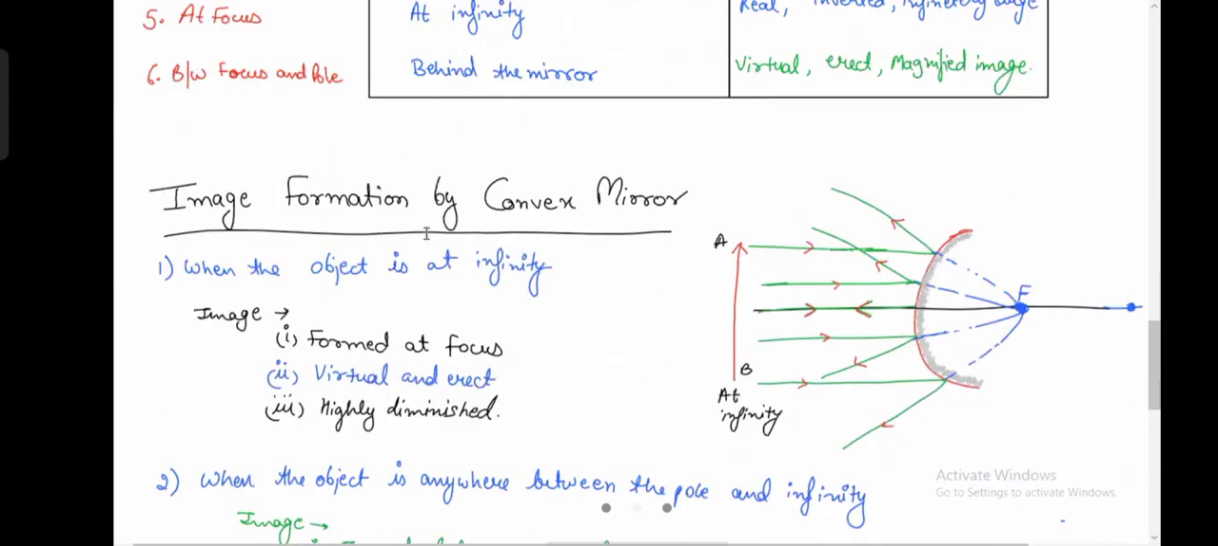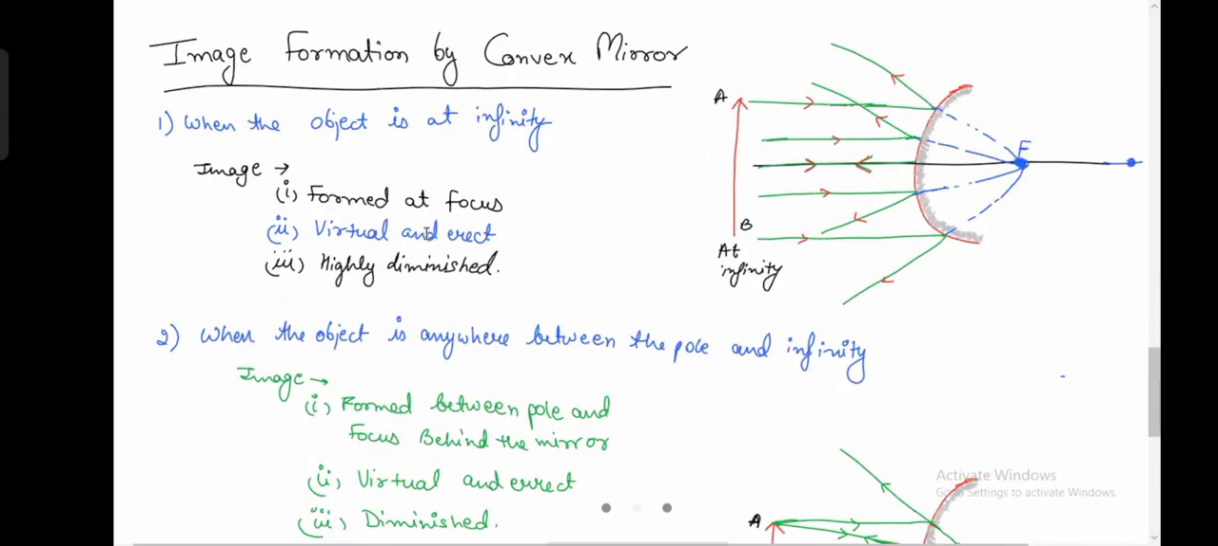Okay, now the image formation by the convex mirror, which we are going to understand in the next video.